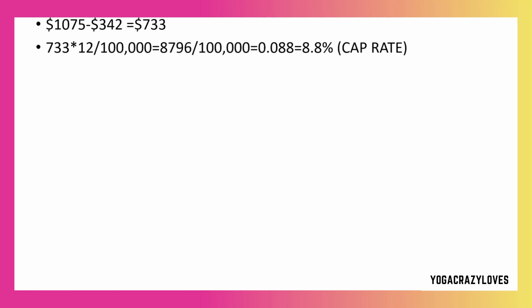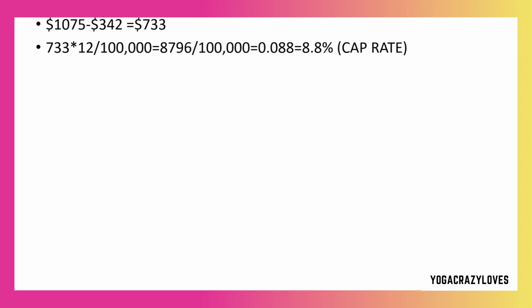Now to calculate your cap rate, you are going to do $733 times 12 because you want it annually. And the total amount that you paid for this house was $100,000. So $8,796 divided by $100,000, you're going to get 0.088, which equals 8.8%. This is your cap rate. That is the main number that's going to explain to you where the income is in relation to how much you paid for the property.